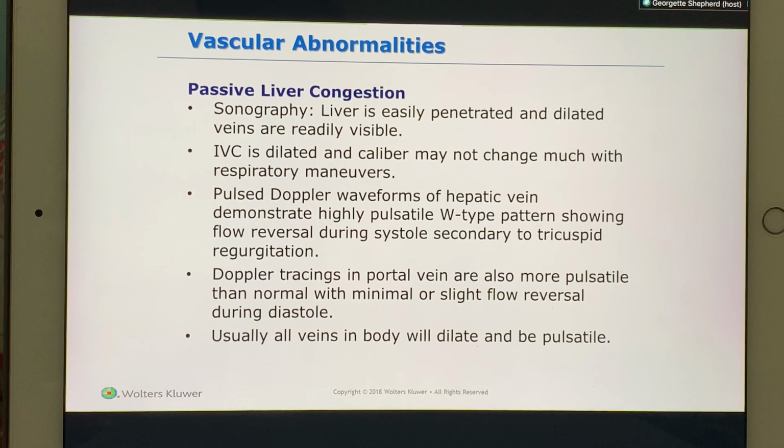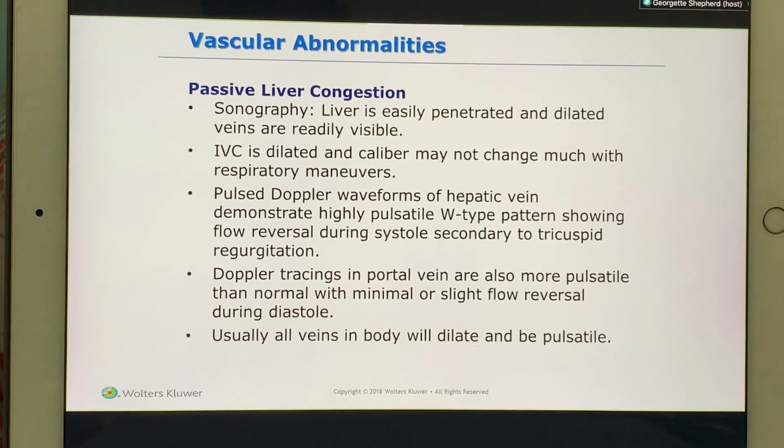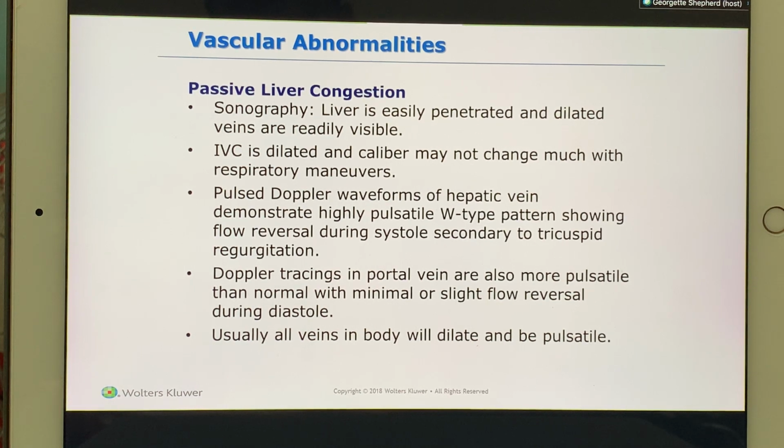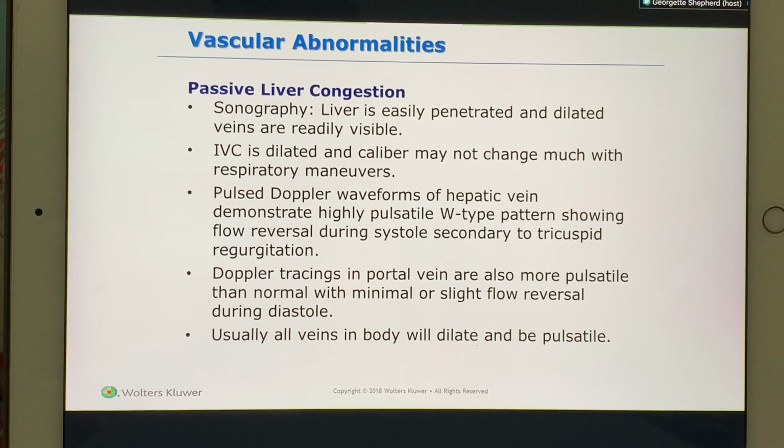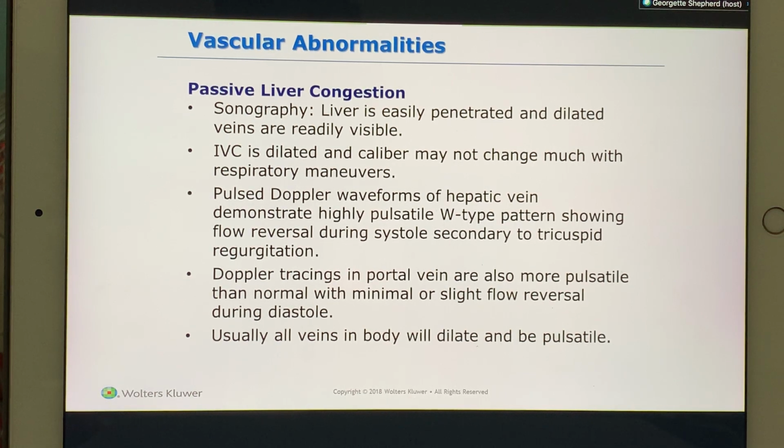If we have passive liver congestion, the liver is easily penetrated. It's going to be edematous. You're going to have dilated vessels that you're able to see very well. The IVC will be dilated. The hepatic veins will be dilated. The hepatic veins will show a W-type pattern because of the tricuspid regurgitation.